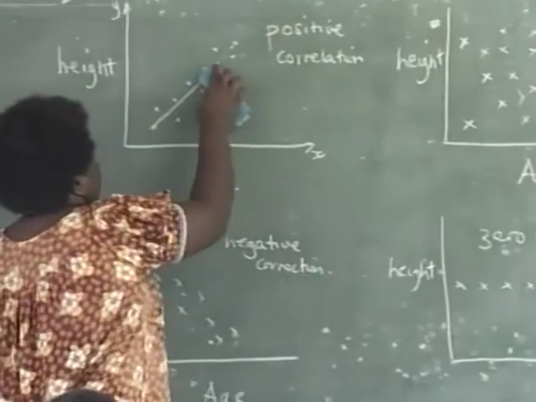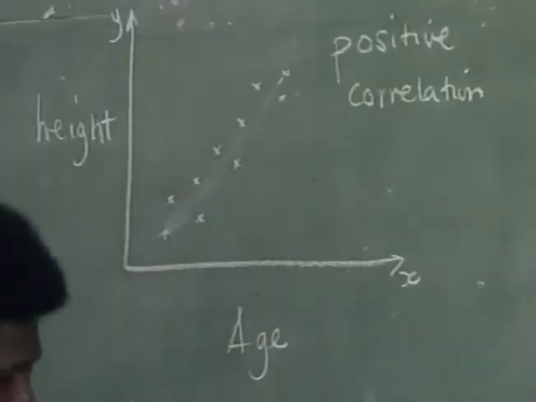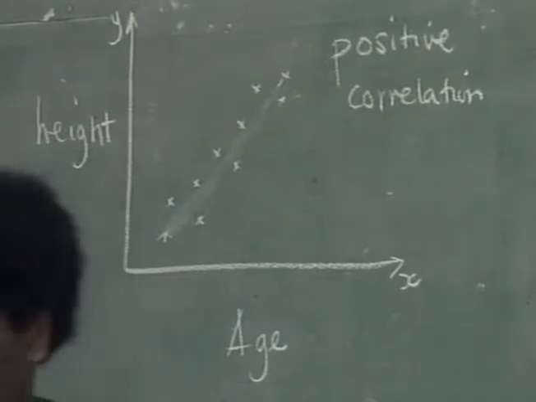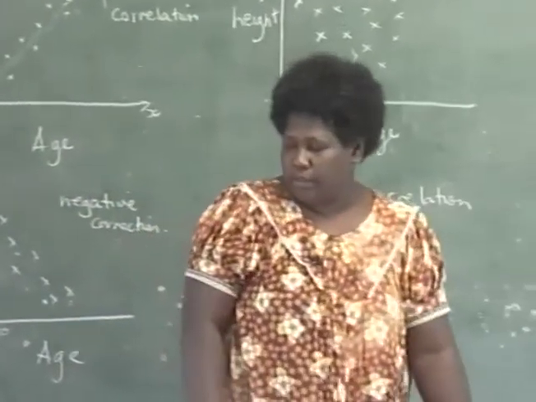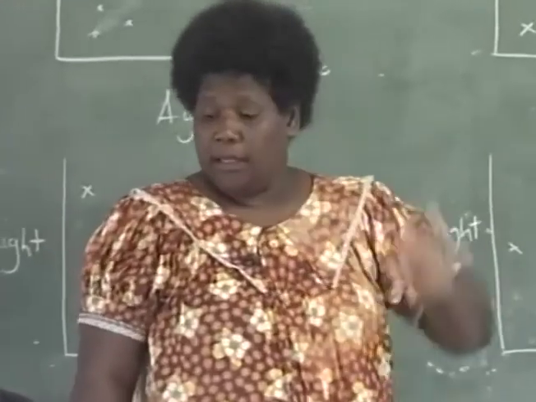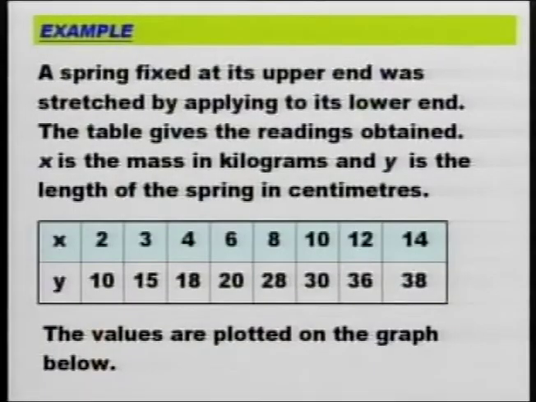Okay, on your worksheet, I think it's question 6. Just locate it on your worksheet. I've got the same example on the screen. Okay, the famous spring. A spring is fixed at its upper end, and was stretched by applying to its lower end some mass. The table gives the readings obtained.